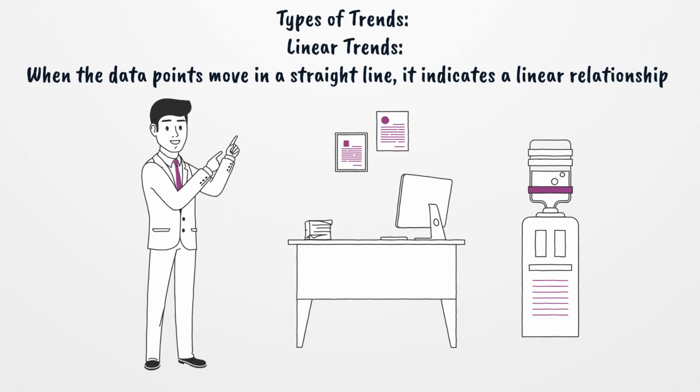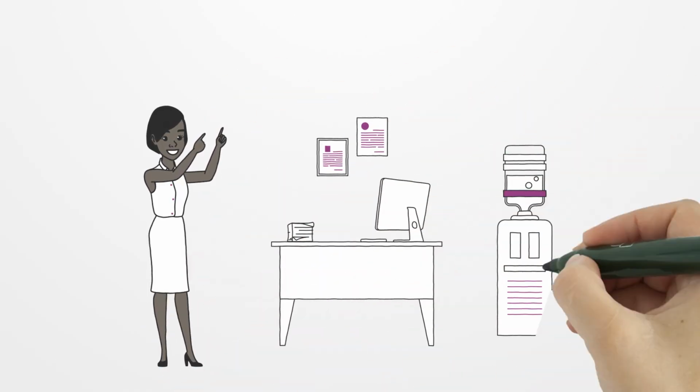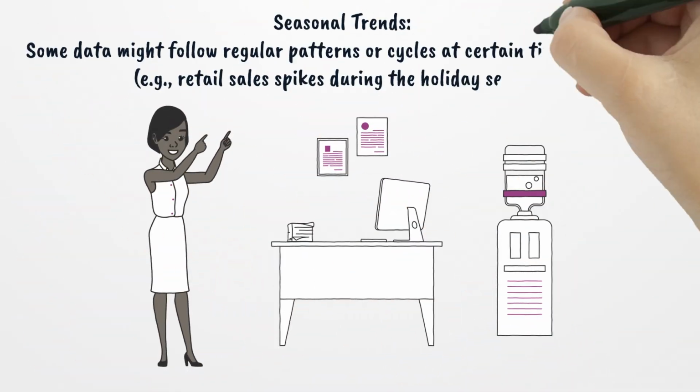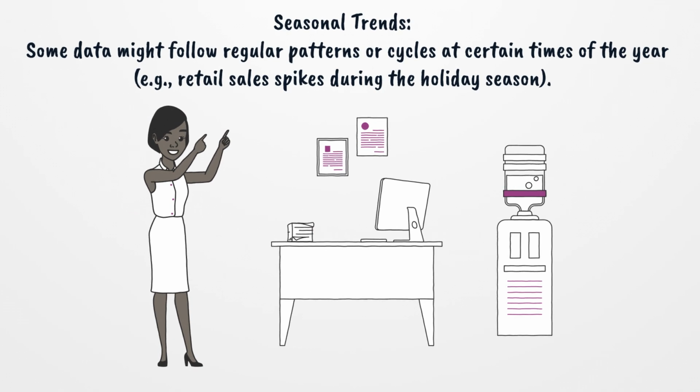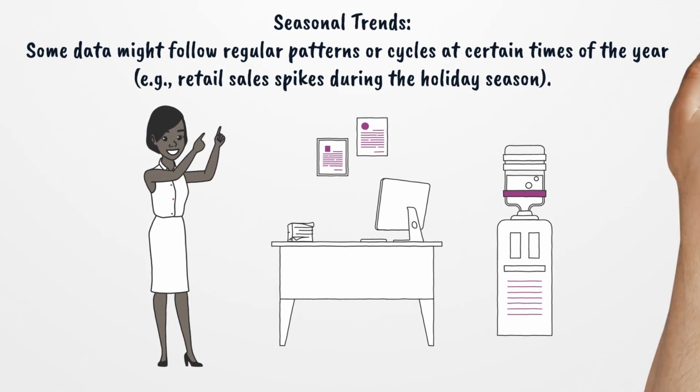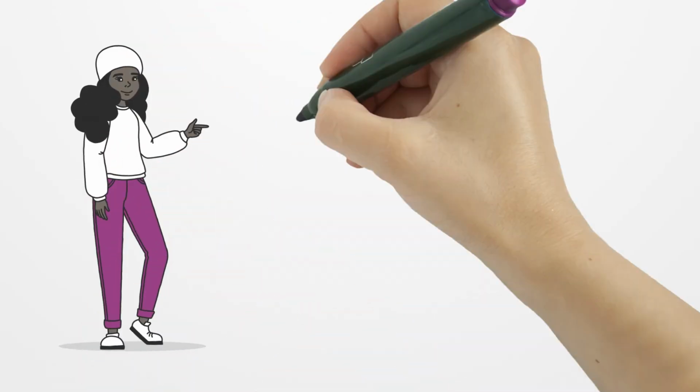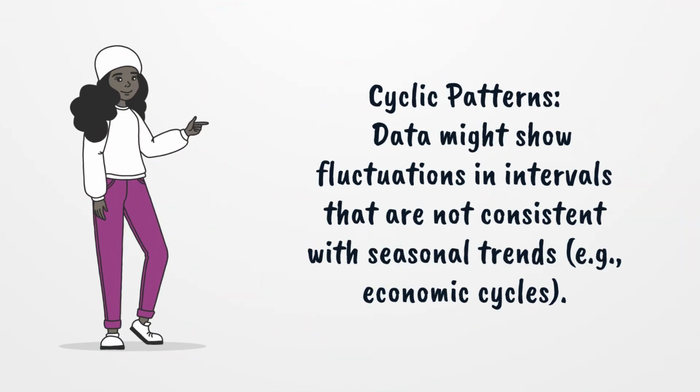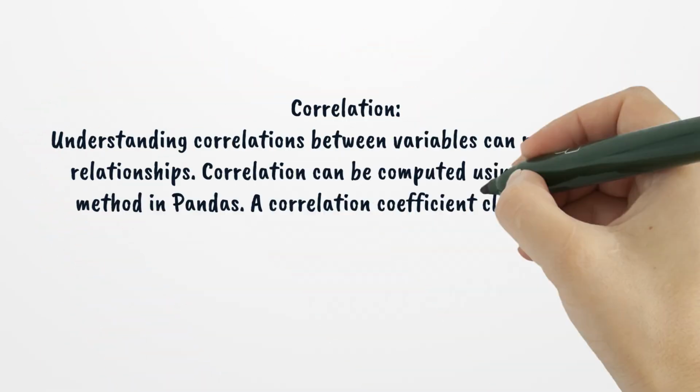Linear trends: when the data points move in a straight line, it indicates a linear relationship between variables. Seasonal trends: some data might follow regular patterns or cycles at certain times of the year, for example, retail sales spikes during the holiday season. Cyclic patterns: data might show fluctuations in intervals that are not consistent with seasonal trends, for example, economic cycles.